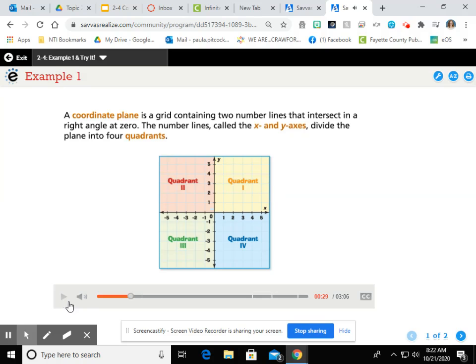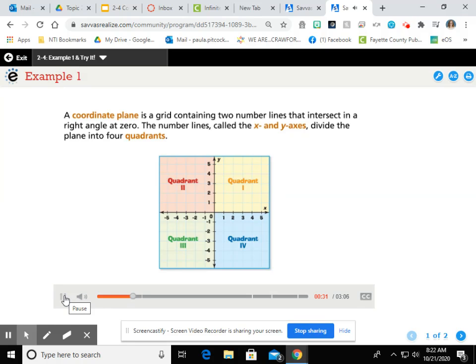Okay, I'm going to pause for just a second. What they said was this whole thing's the coordinate plane. It has two number lines that intersect at 0. Remember, that's called the origin. And these axes, they're typically labeled. The x, which looks like a cross, goes across. The y with the tail goes up and down. And you have 4 quadrants that count counterclockwise, 1 through 4. All right, let's keep going.